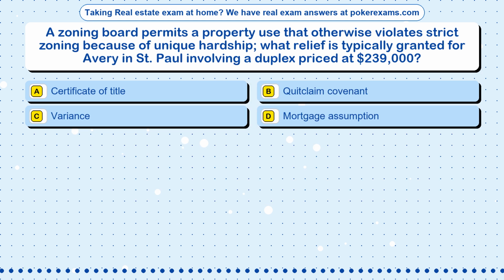Question 87. A zoning board permits a property use that otherwise violates strict zoning because of unique hardship. What relief is typically granted for Avery in St. Paul involving a duplex priced at $239,000? Option A, certificate of title. Option B, quitclaim covenant. Option C, variance. Option D, mortgage assumption.